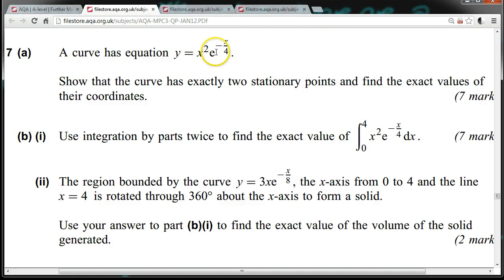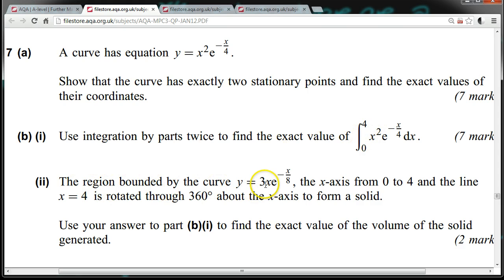A curve has this equation. Show that the curve has exactly two stationary points and find the exact values of their coordinates. Use integration by parts twice to find the exact value of this integral here between 0 and 4.